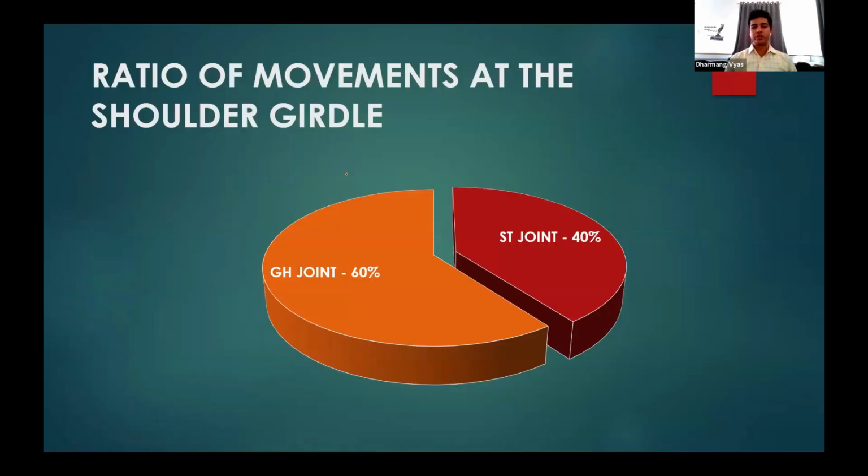So what is the ratio of movements at the shoulder girdle? 60% of motions come from the glenohumeral joint, and the rest 40% come from the scapulothoracic joint. This is what we call the scapulohumeral rhythm, which is normally called a 2:1 ratio. 2 indicates humeral motions and 1 indicates scapular motions. So it is very important to have a normal scapulohumeral rhythm in order to have a complete range of motion at the shoulder joint. That is why it is very important for us as physical therapists to integrate these scapulothoracic motions, or to restore normal scapulothoracic motions, to have full range of motion at the glenohumeral joint.